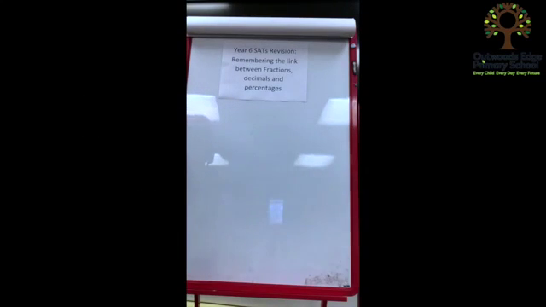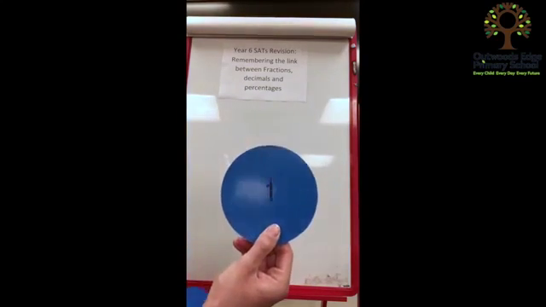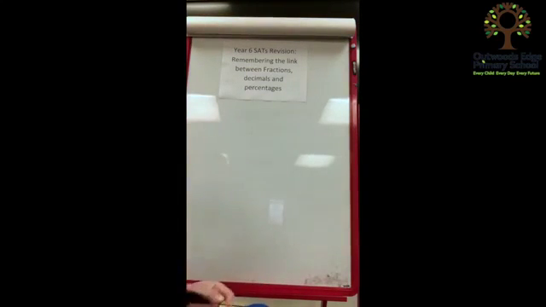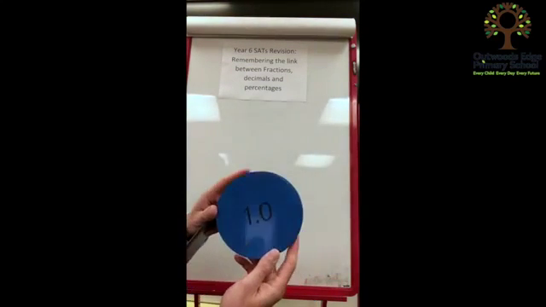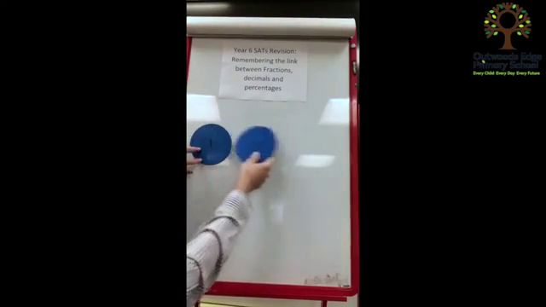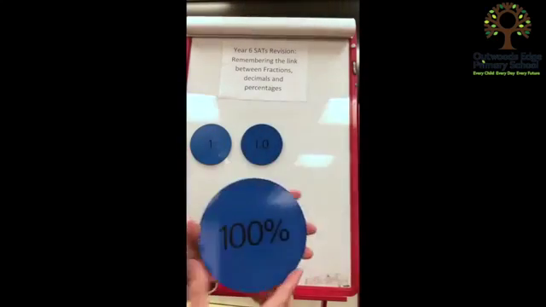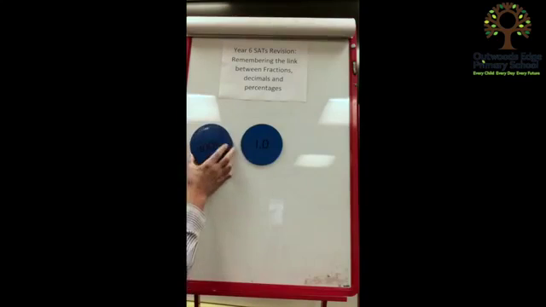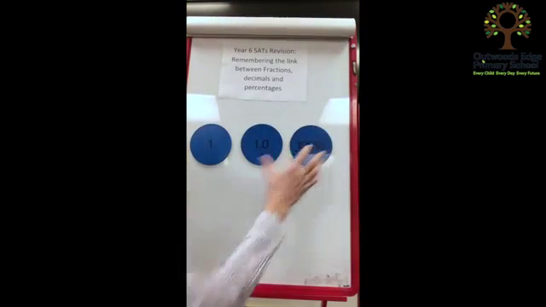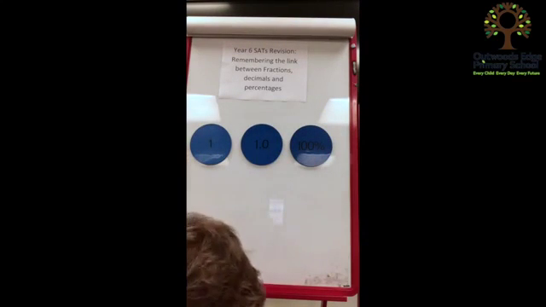Okay, this week in Year 6 we've been looking at the equivalence between fractions, decimals and percentages, and we've been using the magnetic resources to help us out. So here we've got one whole, and we can see that that is the same as 1.0, which is also equivalent to 100%. And the children can physically put these one on top of the other to see that.